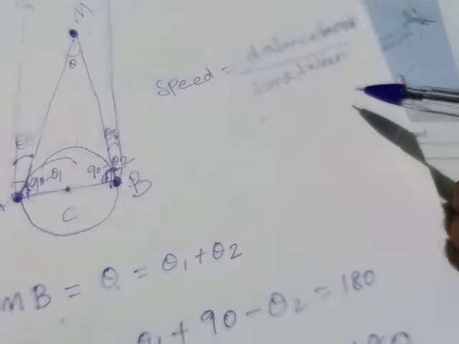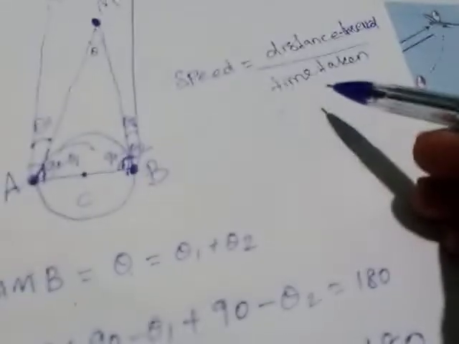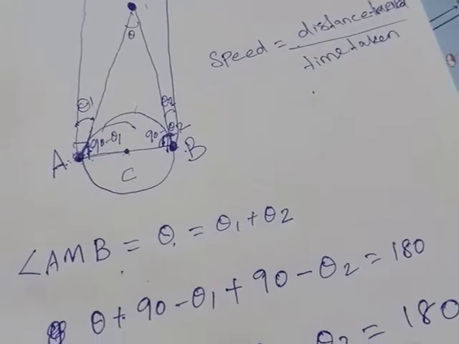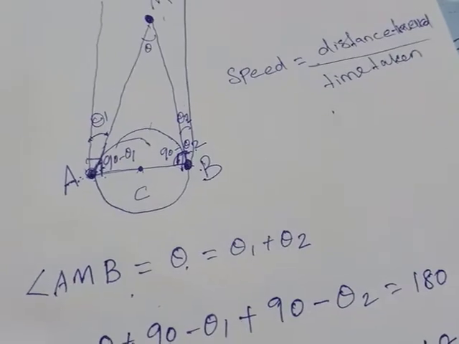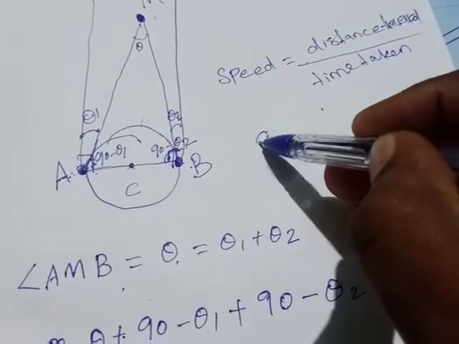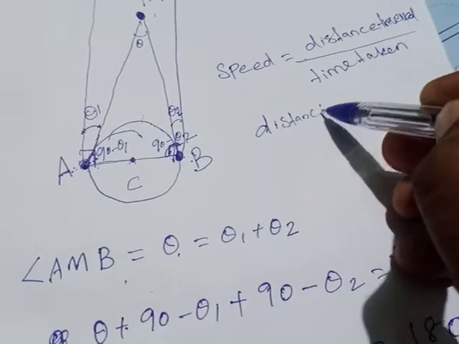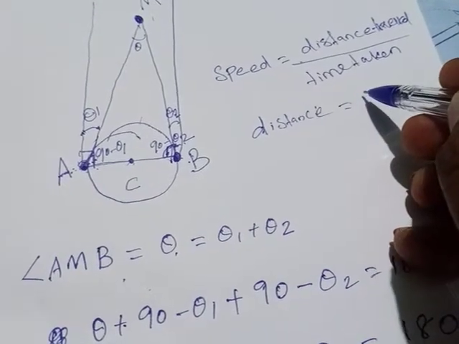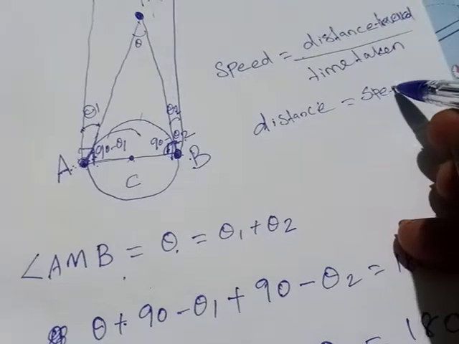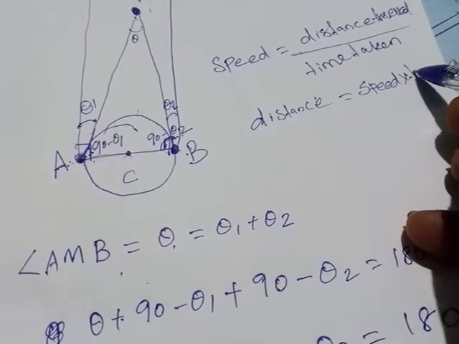By using this formula, this radar method is used to find the distance. So from this formula, distance is equal to speed into time.